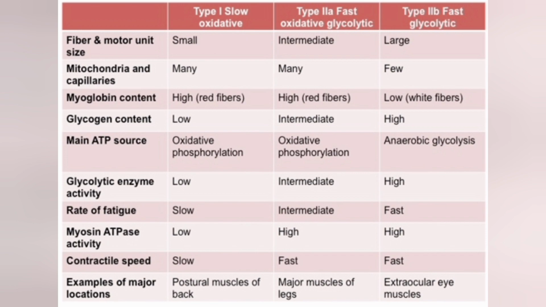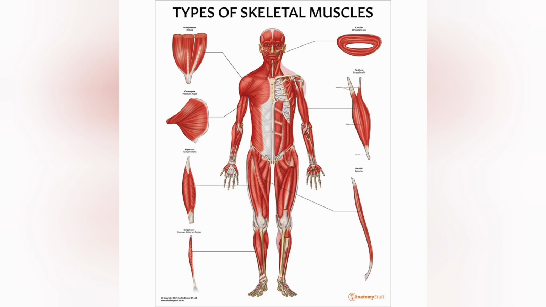Macroscopically, you can classify into parallel muscle, like sartorius; fusiform, like biceps; fan shape, like pectoralis major; unipennate, like palmar interossei; bipennate, like rectus femoris; and multipennate, like deltoid; or circular, like orbicularis oculi; or triangular.